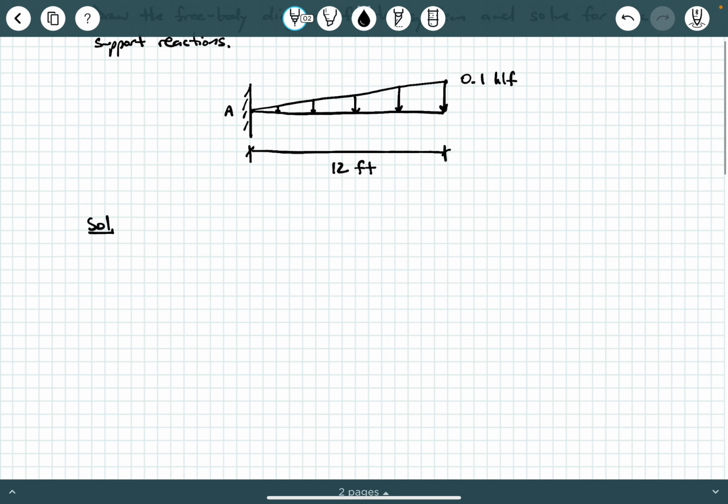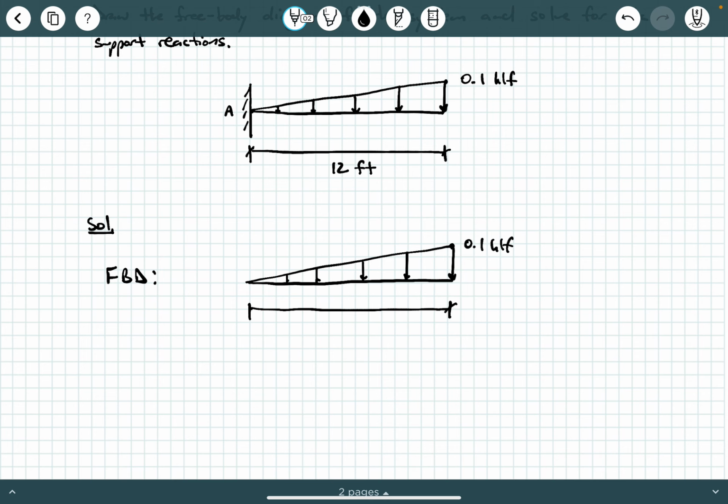First, we're going to draw the free body diagram. Now remember, whether or not a problem tells you to draw the free body, always do it. Just assume drawing the free body diagram is part of the problem. And so to do this, we're going to draw our beam segment like this. Draw it a little bit better. And we have this linearly varying load here. So this part looks the same as the original figure. Here's that 0.1 KLF. There's the 12 feet.